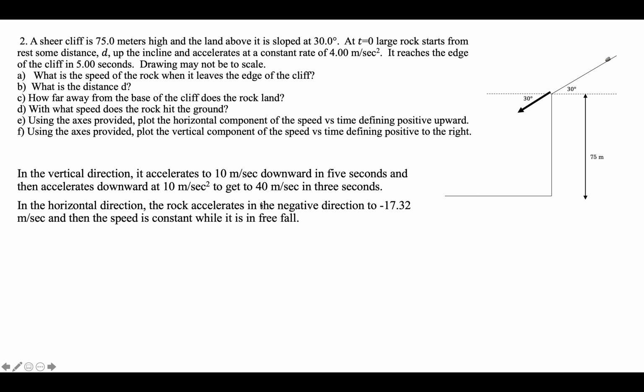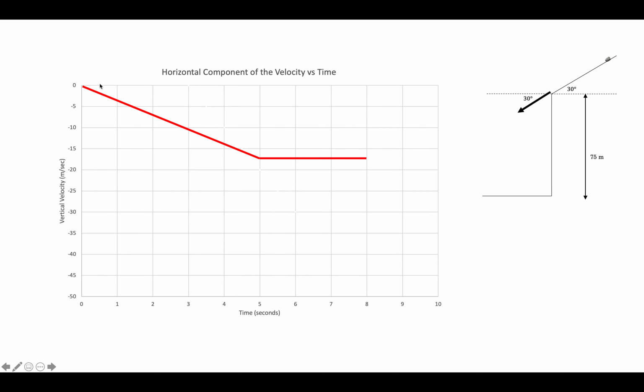In the horizontal direction, the rock accelerates, I guess it's defined positive to the right, so it's negative. It accelerates in the negative direction to 17.32 in 5 seconds when it's on the slope, and then the speed's constant in free fall. So here are the graphs. This is the horizontal component. In 5 seconds, it gets up to 17.32, and once it leaves the cliff, it stays at 17.32 because gravity doesn't act in that direction.